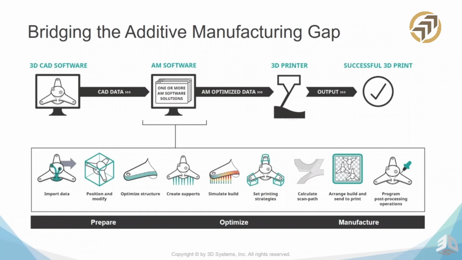The first one is preparations. We can refer to all these functions as essential for successful prints. You simply cannot do without them. The second one is optimization. These are the functions that make the difference between an additive manufacturing ready model and an optimized model, a model that is getting the most out of the additive manufacturing capabilities. The third one is manufacturing. These are the functions related to the actual print and post-processing operations.